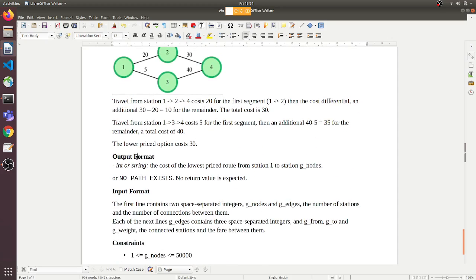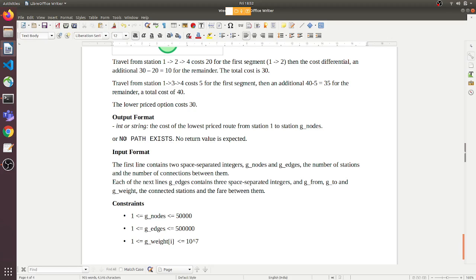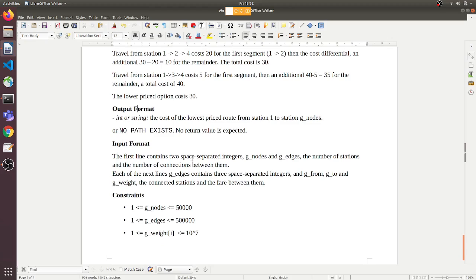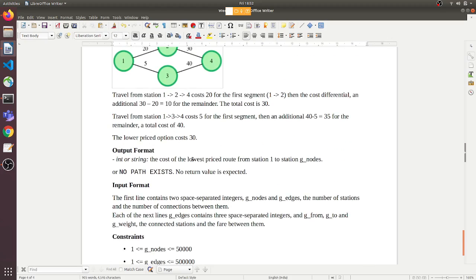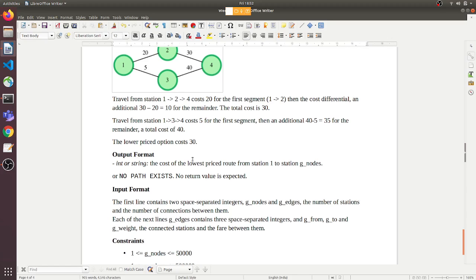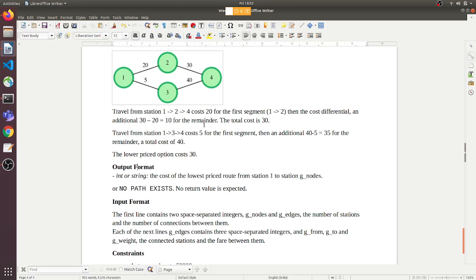Now you have to output the lowest possible cost of the path you can take from 1 to n, not 4, 1 to n. And if no such path exists, then you need to print no path exists. The input format will be n, m, like the number of nodes and number of edges, and then you will be given u, v, w, where there is an edge between u and v with the weight w. That is the standard input format which will be given to you.